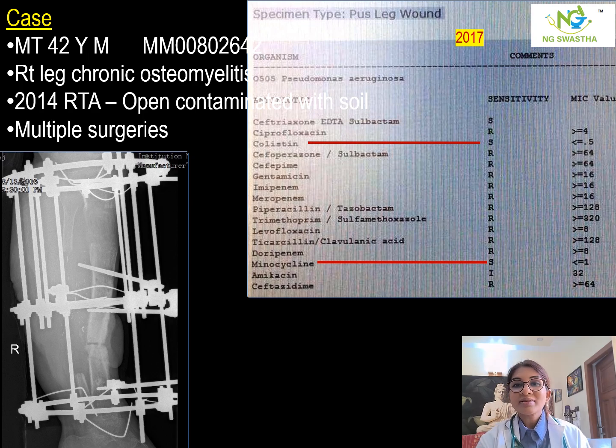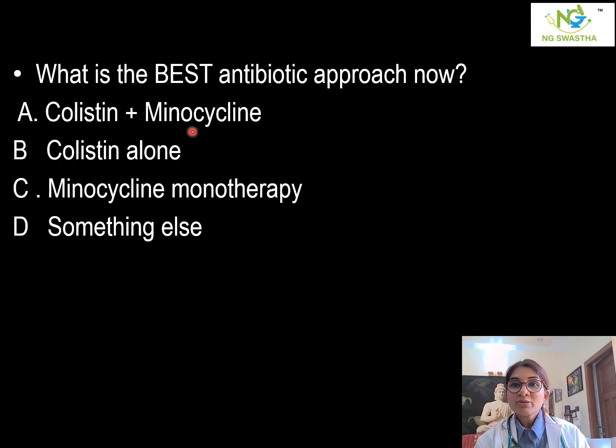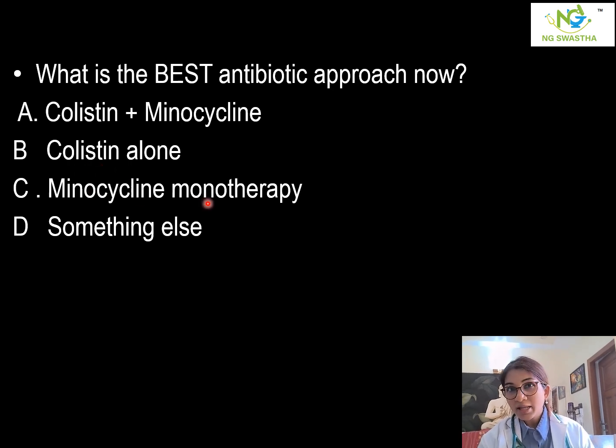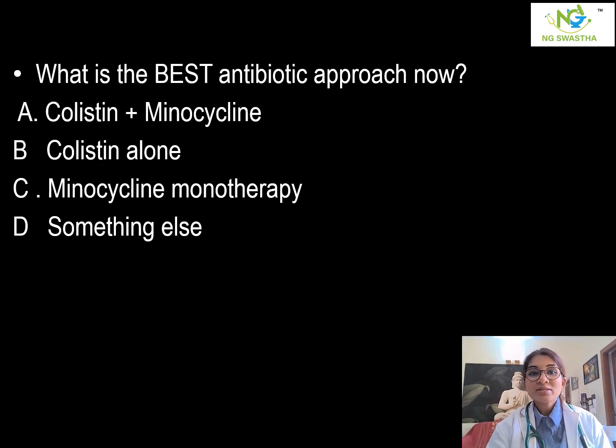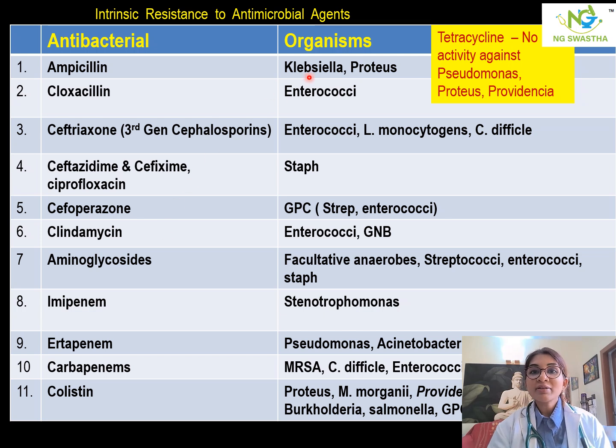So what do we choose here? Colistin and minocycline as a combination, colistin alone, minocycline alone as a monotherapy, or something else? It's important for us to remember that even though the culture report may show susceptible, there are certain agents which may not be covered by the antibiotics. Minocycline is a tetracycline which has no activity against Pseudomonas. So the intrinsic resistance to the antibiotics has to be considered.